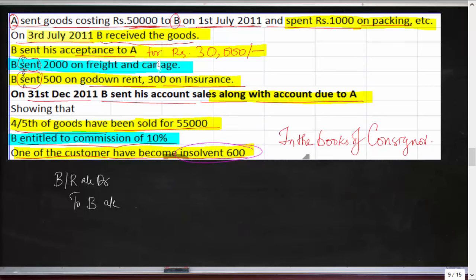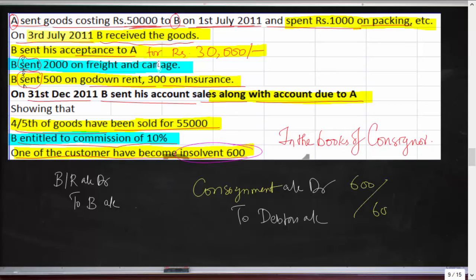If you notice here, we have a bad debts of 600. So bad debts is a loss. So ideally, the entry that comes to our mind is bad debts account debit to debtors account. And I told you that all nominal items should be replaced with consignment. Now, instead of bad debts, what we are going to have in this place is consignment account. That is, consignment account will be debited and debtors will be credited by 600. So let's do that.